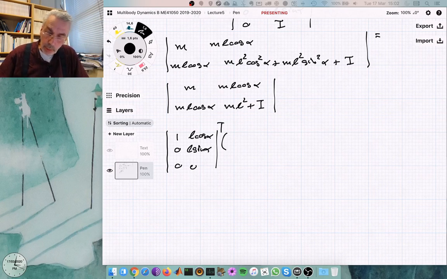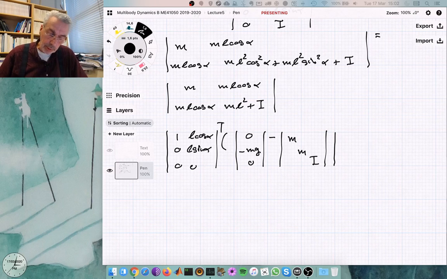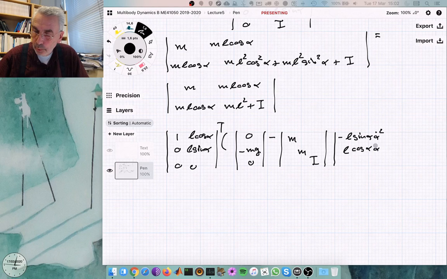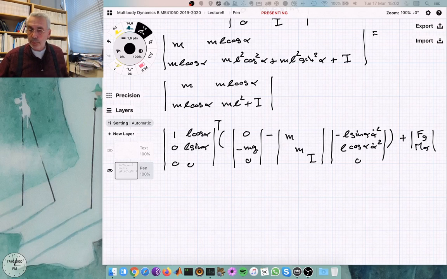Transpose times. Well, we had forces here on the right hand side, 0, minus mg, 0. Then we had this mass matrix minus this mass matrix m, m, I, and that is then times our convective accelerations, and this is a minus L sine alpha alpha dot squared, plus L cosine alpha alpha dot squared, and a 0. Then we close the bracket, and then of course we have our applied forces F_s and M_alpha, but in our case they're 0, but I just put them there for generality, so you know, oh yeah, those are the Q_j's.